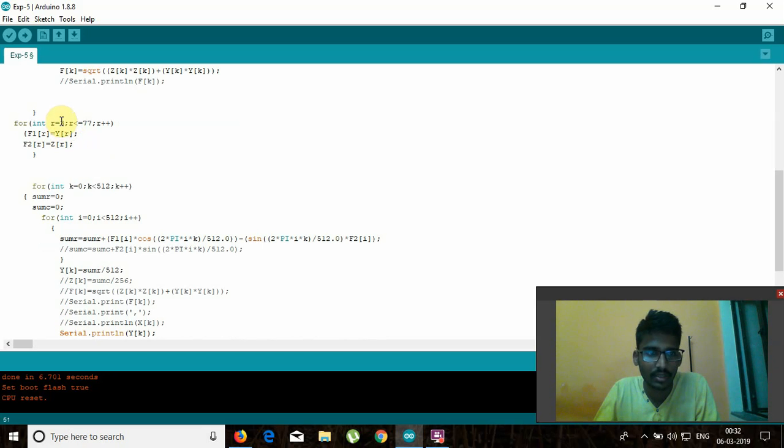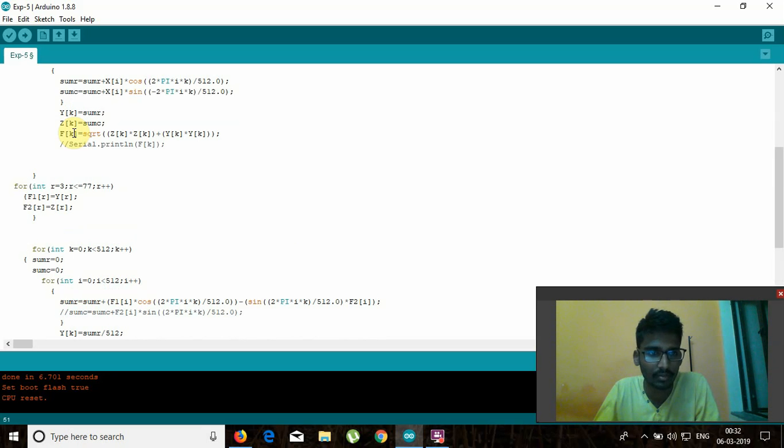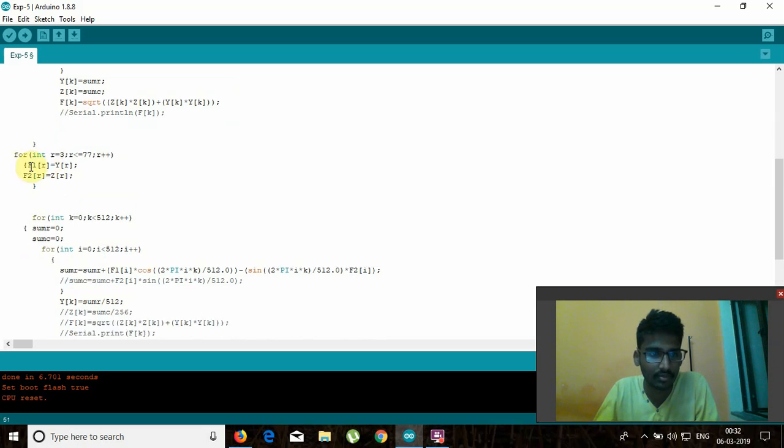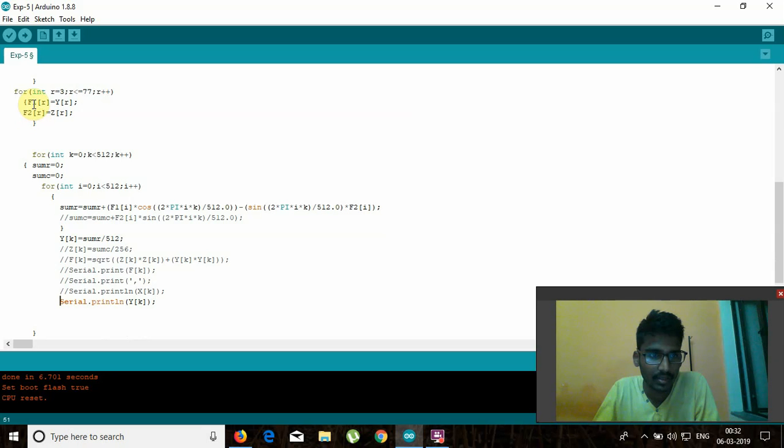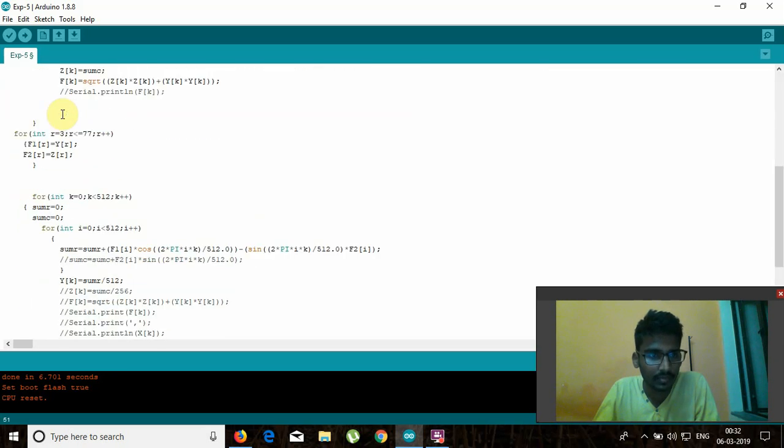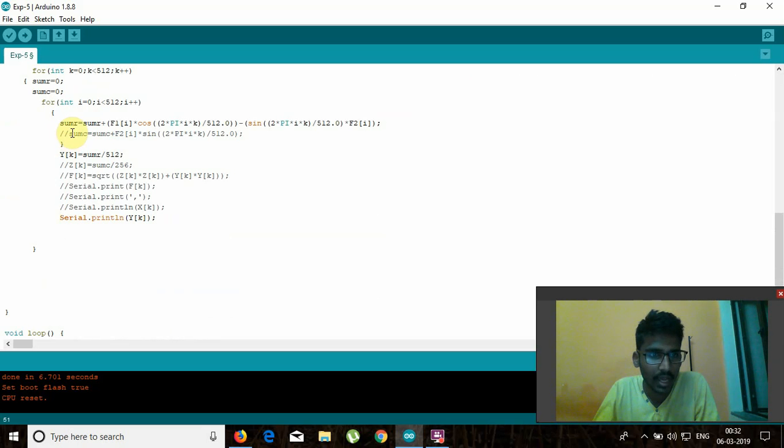By using the formula, we will get the samples as 2 and 77. We will take the samples between these for passing the output through the bandpass filter. Now, this array consists of the output of the bandpass filter, and then we'll calculate the inverse DFT with this formula.